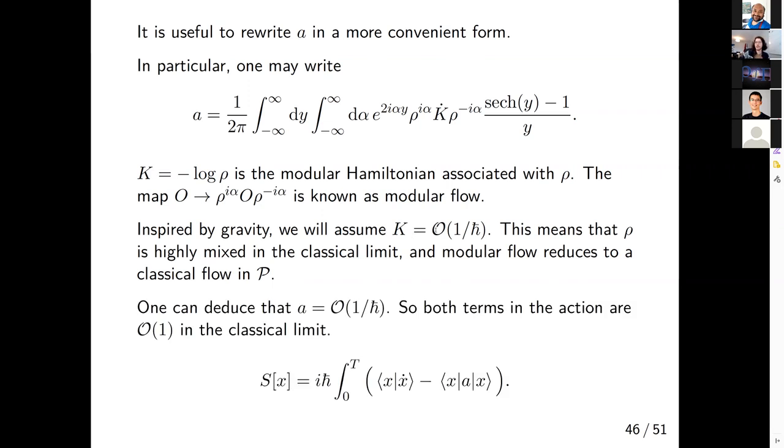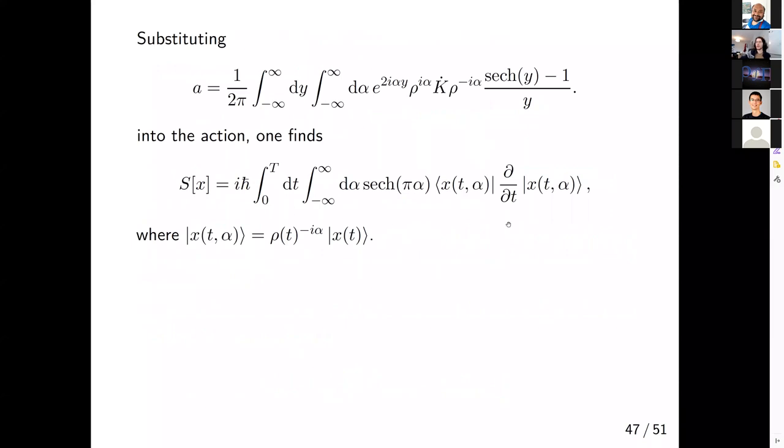From this condition that K equals order 1 over h bar, you can deduce that A is also order 1 over h bar. This means that both terms in the action are order 1 in the classical limit, so we need to take them both into account. Now if we substitute this expression for A into the action, what we find is a formula of this form. Again, I've left out some details. You just have to do integration by parts.